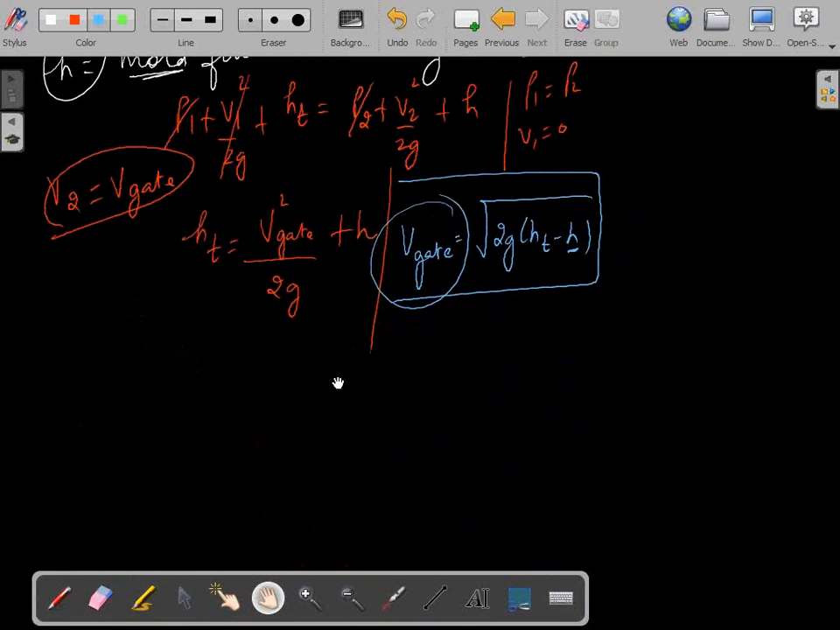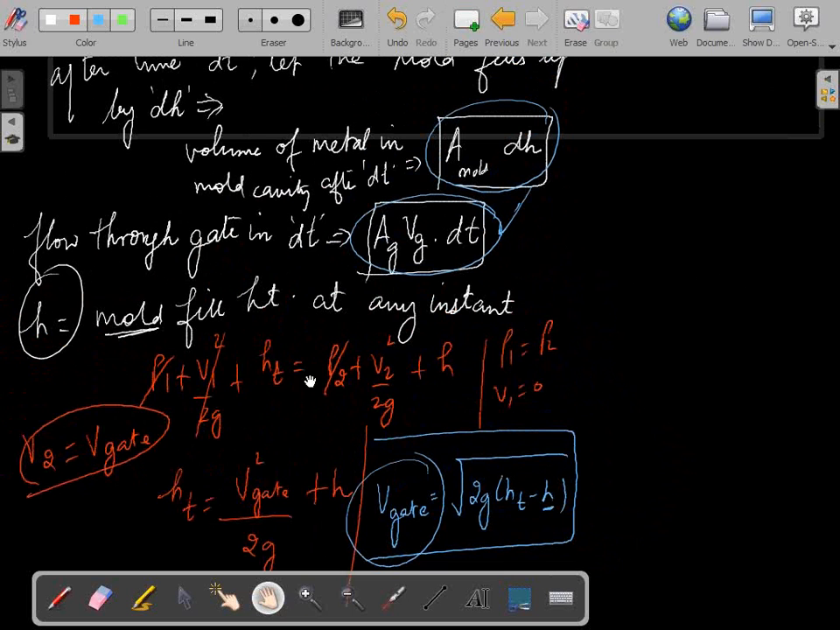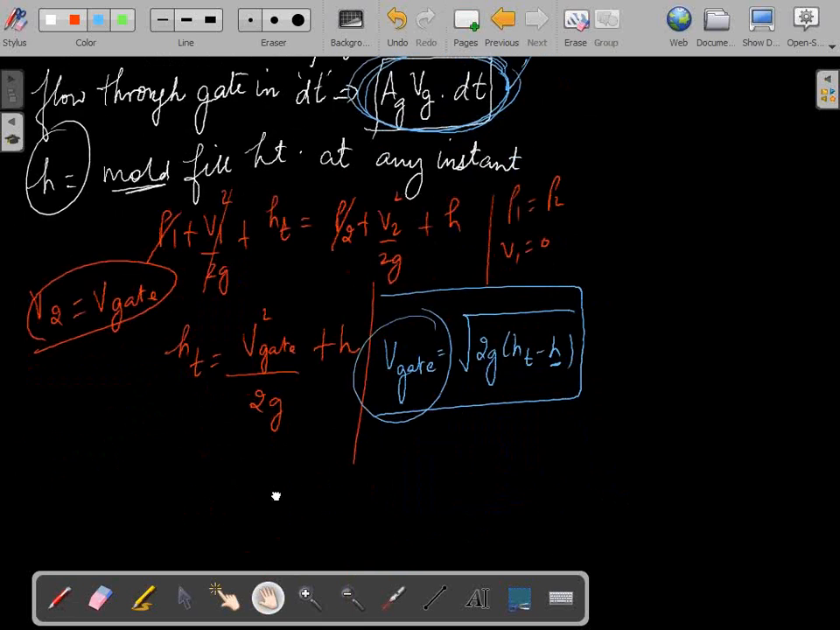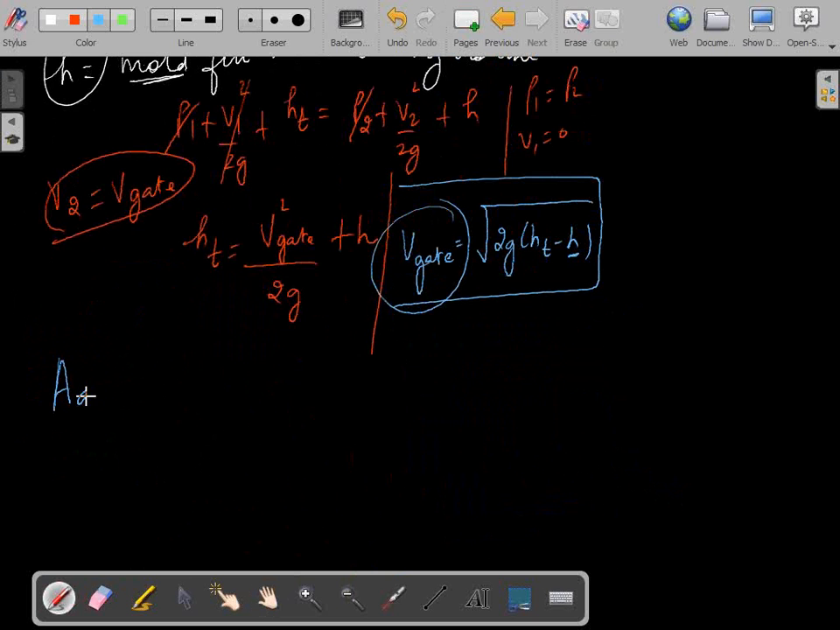Now let's move ahead. Now let us equate the volume of metal in the mold cavity after time dt and the flow through the gate, because the flow through the gate in that time will be equal to the volume inside the mold cavity. So A mold into dh is equal to Ag Vg dt. Let us equate them. So you will have A gate into V gate into dt, which is equal to A mold into dh. So this is the value that you will get.